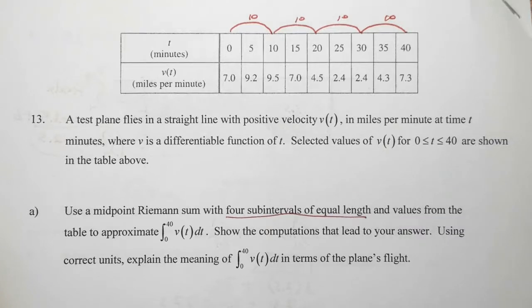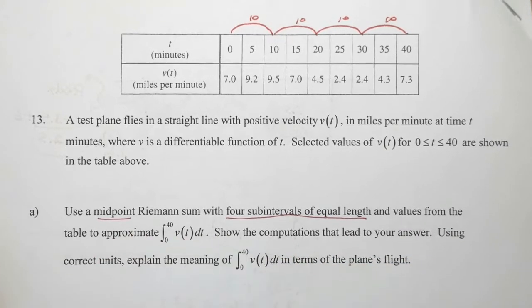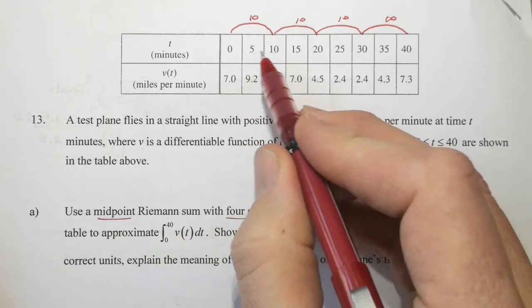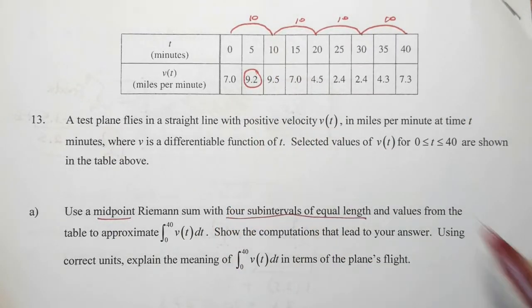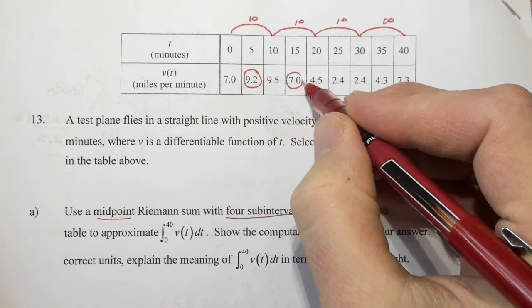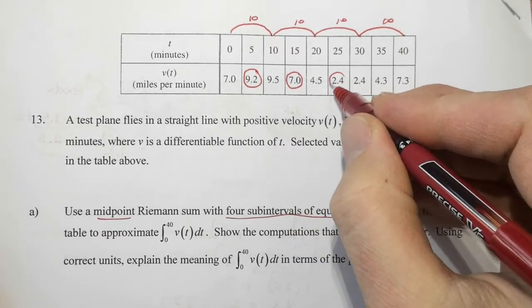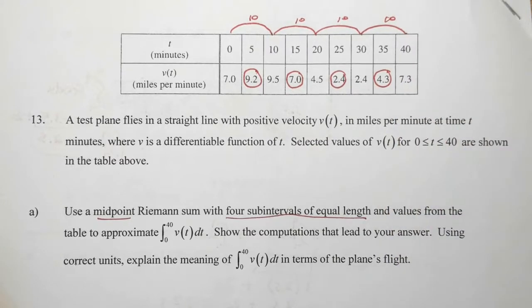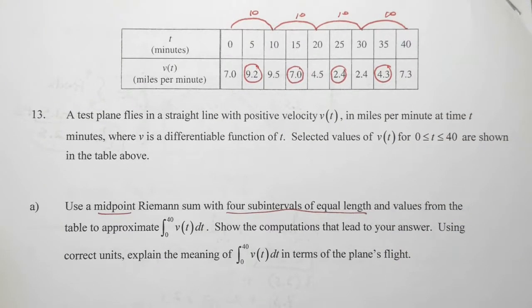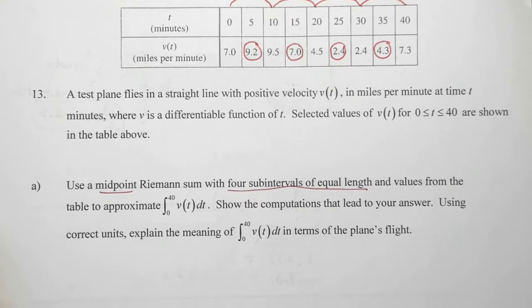Now, we want the midpoint of each of these intervals. So the midpoint of 0 and 10 is going to be 5, which means we want that value for our velocity, 9.2. And then 15 leads us to a velocity of 7. 25 leaves us with a velocity of 2.4, and 35 leaves us with a velocity of 4.3. All right, so use the midpoint sum, so now we can put all of this together.